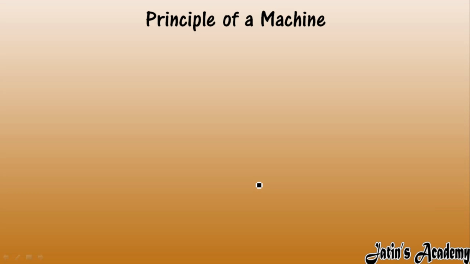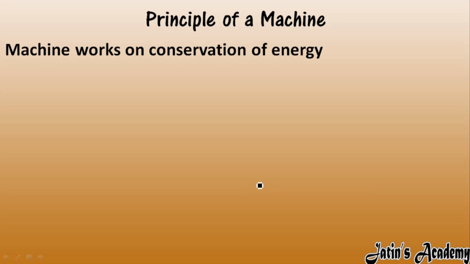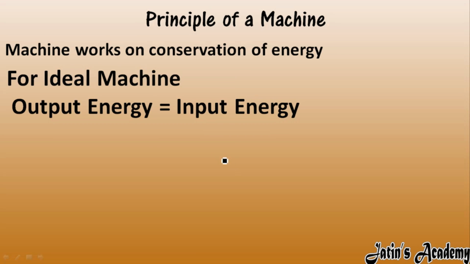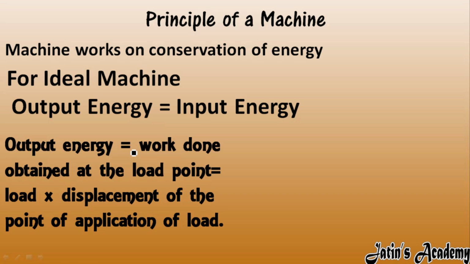Next we have to see the principle of a machine, or on which principle all these machines actually work. So the main principle is conservation of energy. What is the definition of conservation of energy? Conservation of energy states that energy can neither be created nor be destroyed. It can be transferred from one point to another point. So for an ideal machine, output energy is equal to input energy. What is the meaning of output energy? Output energy means work obtained at the load point.